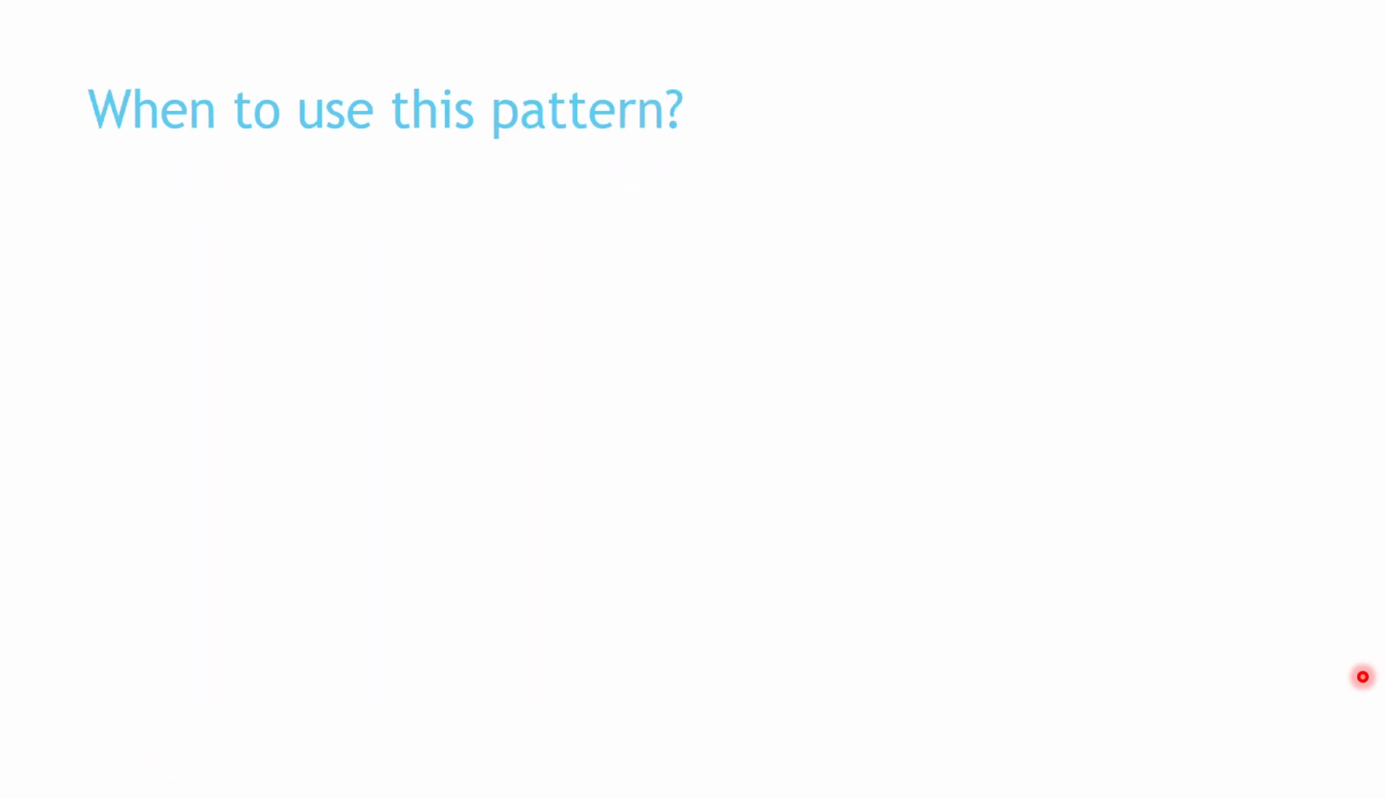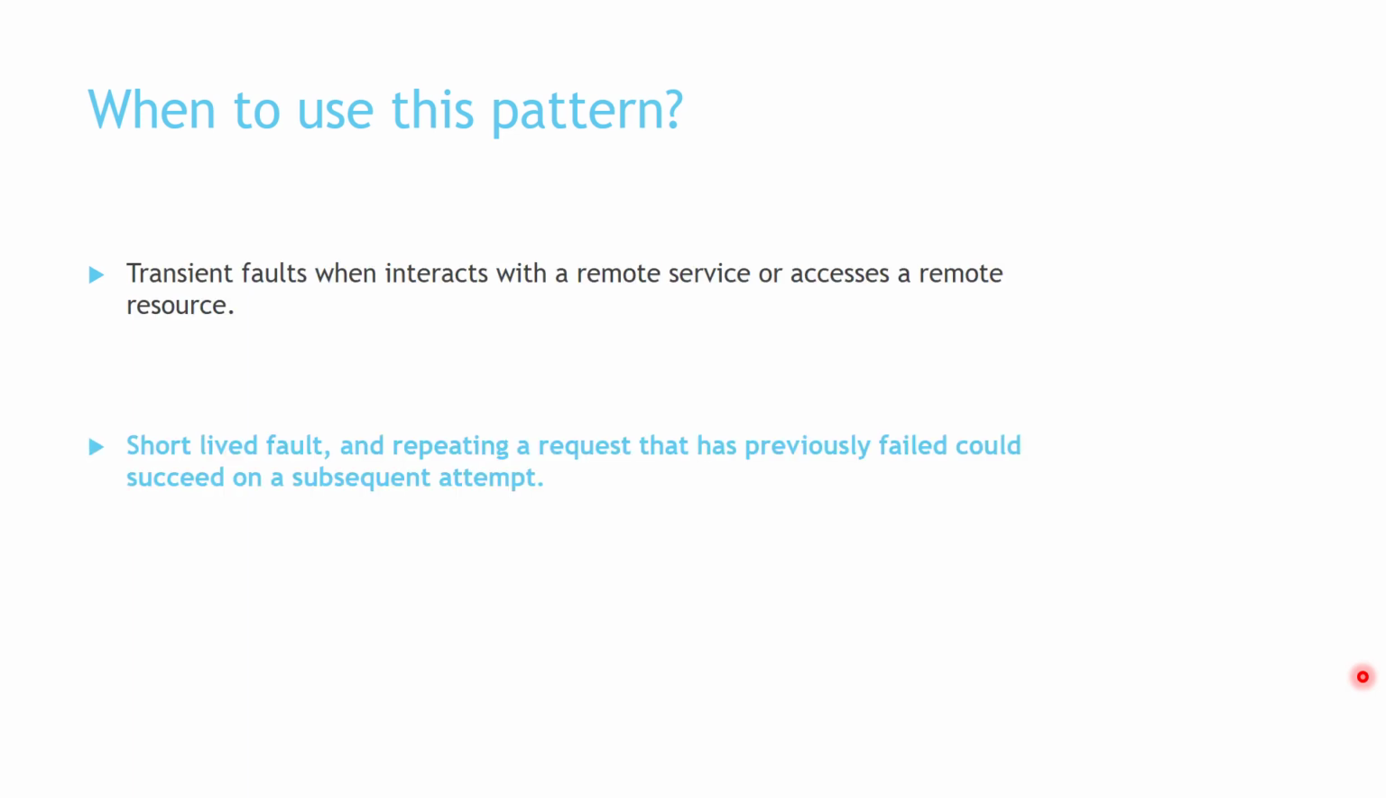Now let's see when you should use this pattern: for transient faults. For example, a remote service is not available or a database server is very busy executing too many requests. These kinds of faults are not permanent, and it's very likely they will disappear if we send another retry one more time. We consider these faults short-lived faults.